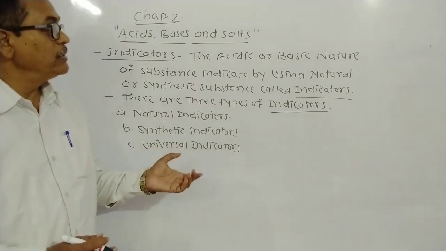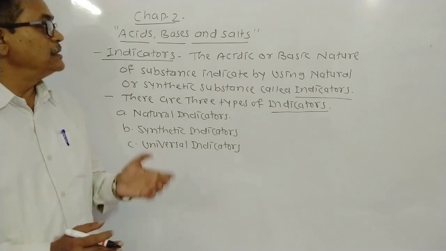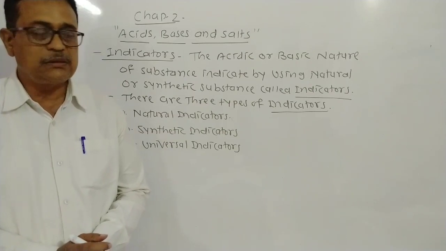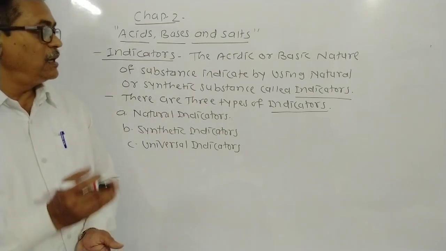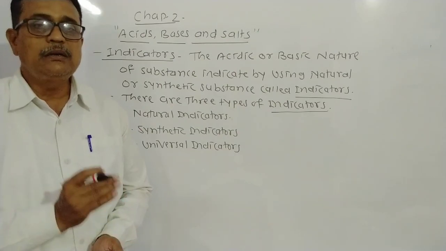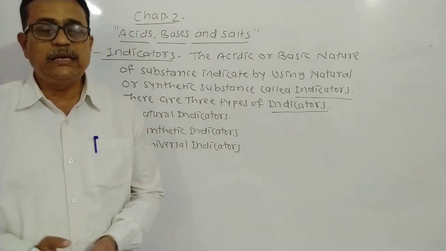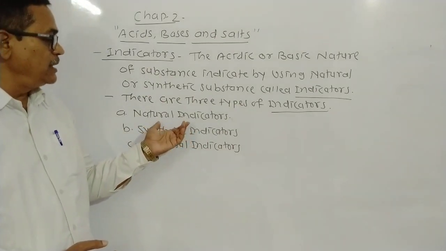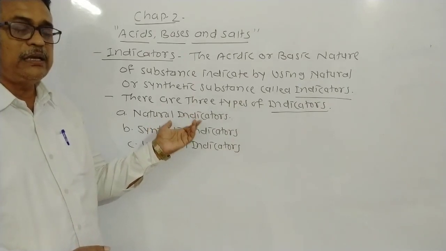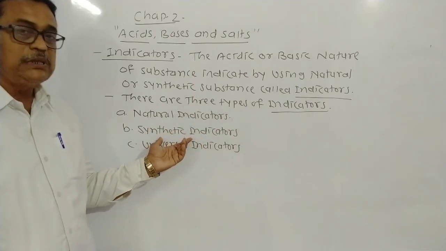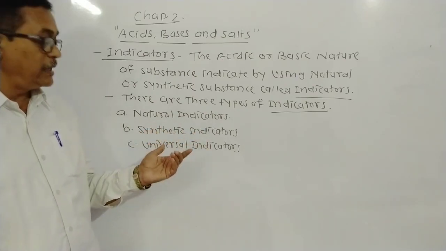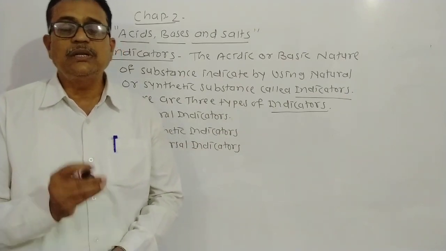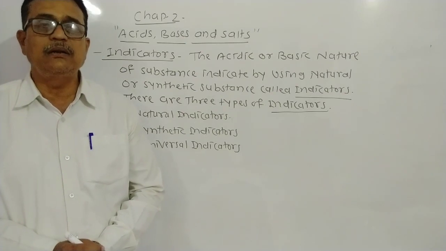Dear student, today we started chapter number 2, that is acids, bases and salts. We studied the introduction of acids and bases, then the definition of indicator and types of indicators. In my next video lecture, or tomorrow, we will study in detail the natural indicator, its definition and examples, the synthetic indicator, its definition and examples, and the definition of the universal indicator.